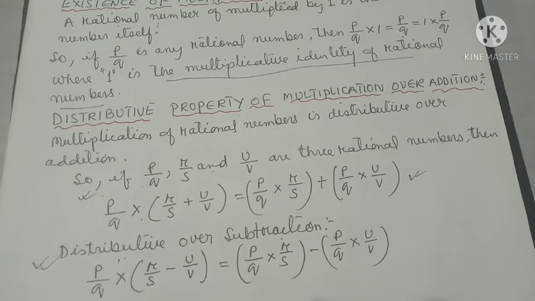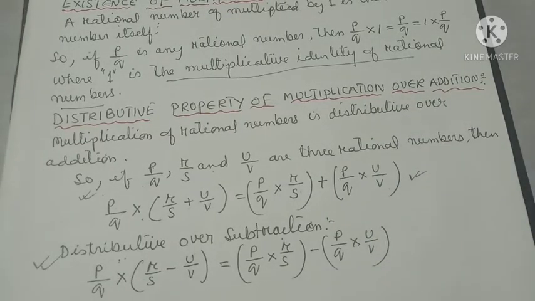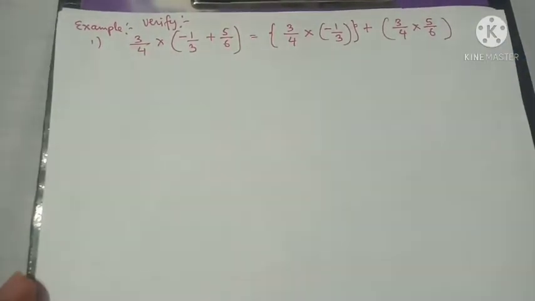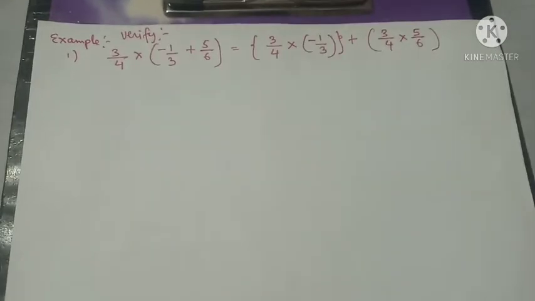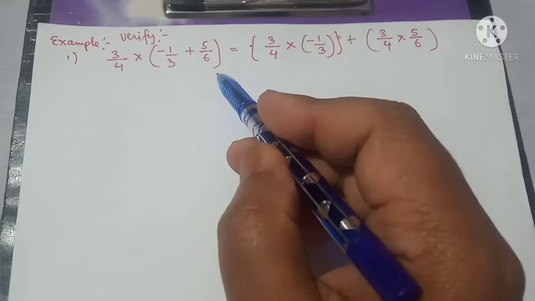Okay, let's see two examples of multiplication over addition and multiplication over subtraction. Let's calculate the examples and verify these two properties. The first one is the distributive property of multiplication over addition.